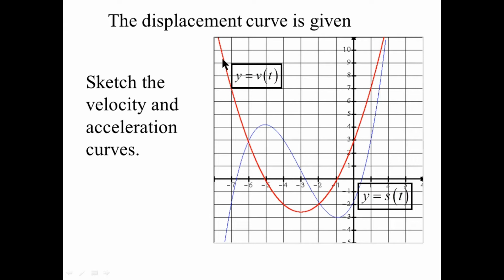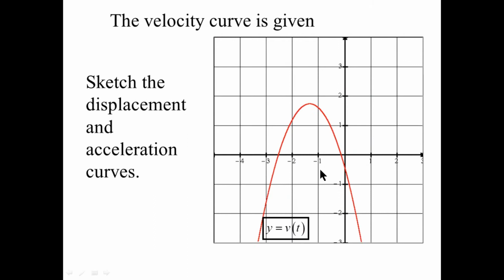And the acceleration curve will be the derivative of this parabola, which we know to be a line. And this line will have a positive slope because this is an upward-facing parabola. And it will go through, let's see, it'll have to hit the 0 when this has a horizontal tangent, which is right there at the number -3. And there's the acceleration curve, which is actually a line.